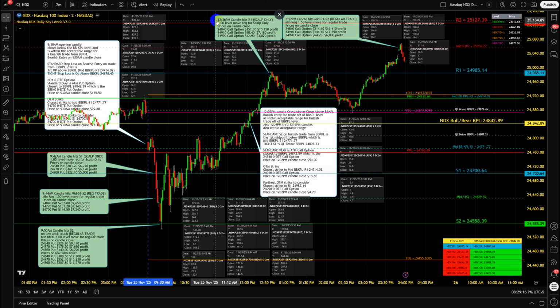Okay, so here at 12:36 p.m. it hits the R1 level. That is our scalp move, one level move in our favor. The 24,840 call option is now 151.30 on the bid on that 12:36 p.m. 2-minute candle close.